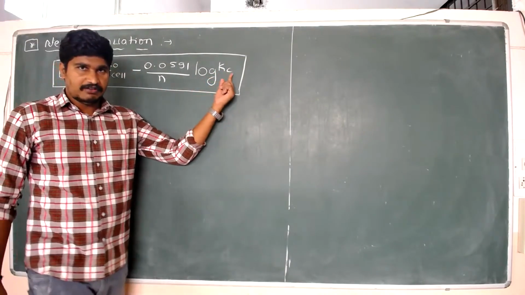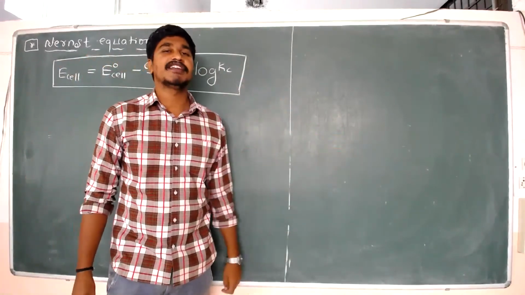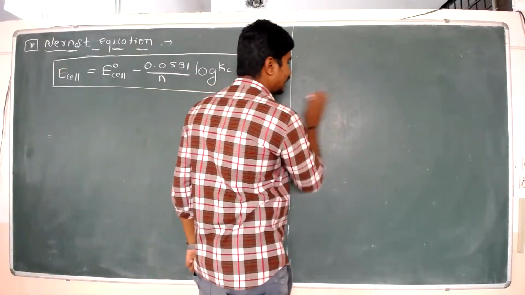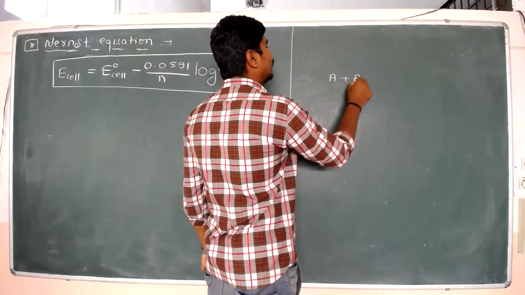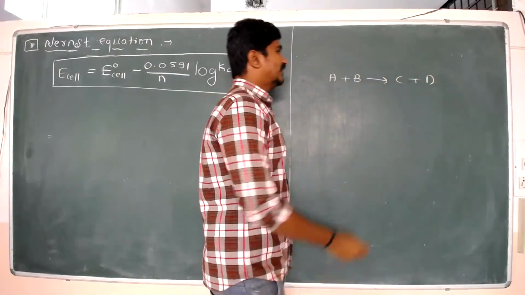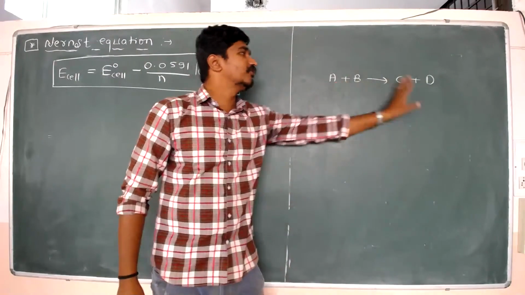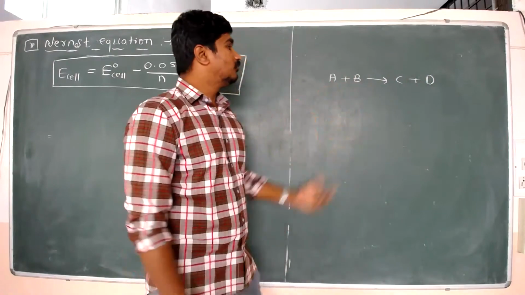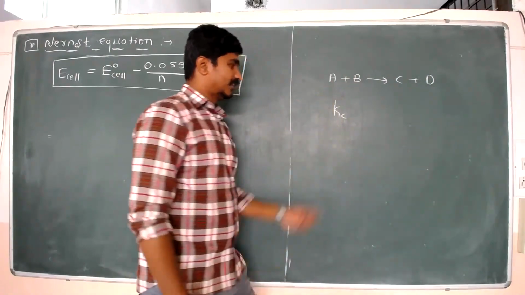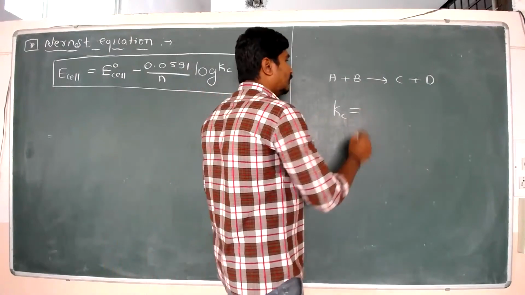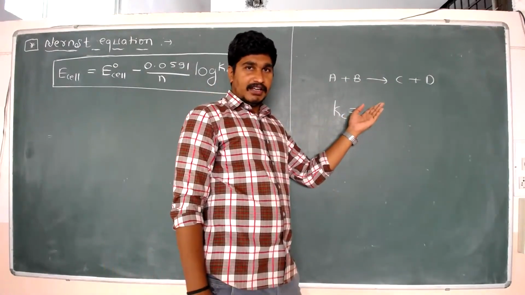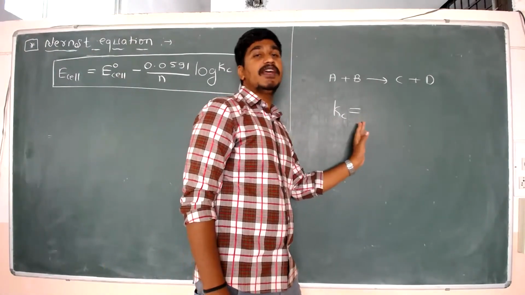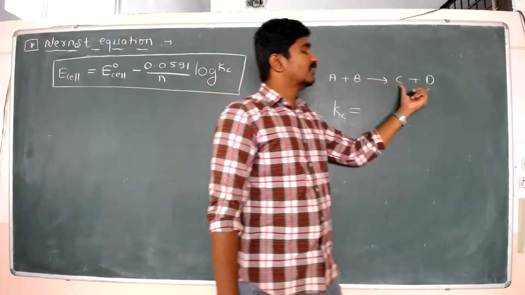First we will discuss how to write this Kc value, the equilibrium constant, for a given reaction. For example, I am taking one general example: A plus B gives rise to C plus D. Now the reaction is at equilibrium, that is, the rate of forward reaction is equal to the rate of backward reaction. Now how to write the Kc value? Just remember, in the numerator you have to take the concentrations of the products, divided by, in the denominator, the concentrations of the reactants. Here these two are the reactants, here these two are the products.